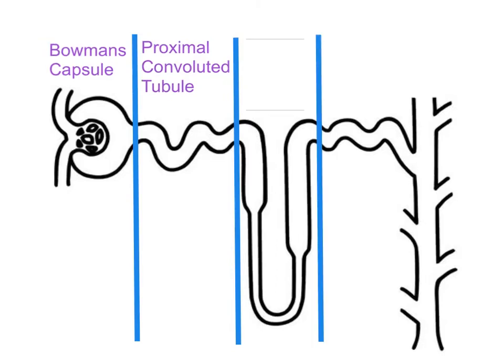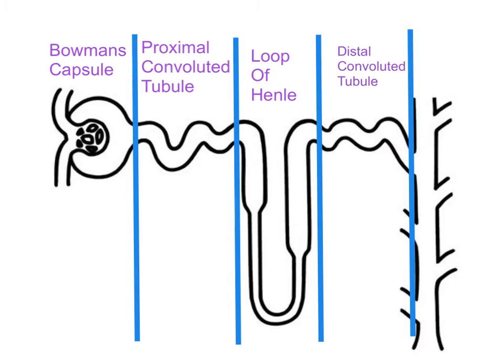The third portion of the nephron is the structure called the loop of Henle. It has both a descending limb, L-I-M-B, and an ascending limb. The fourth portion of the nephron, coming away from the loop of Henle, is known as the distal, meaning a distance from the Bowman's capsule. The distal, convoluted, again twisted, tubule. And the final portion, where the nephron connects into, is called the collecting duct.